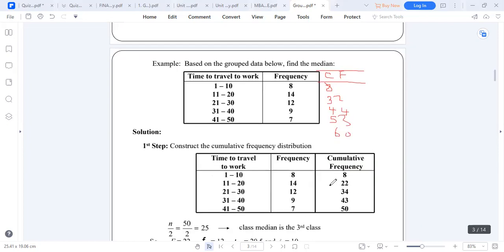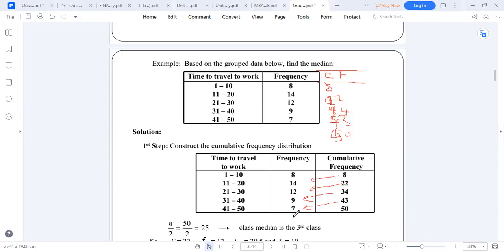So this is called the cumulative frequency. This is how we get the cumulative frequency. The 8 here, 8 plus 14 is 22. 22 plus 12, we get what? 34. 34 plus 9, we get 43. 43 plus 7, we get 50. So this is how our frequency distribution table looks like.